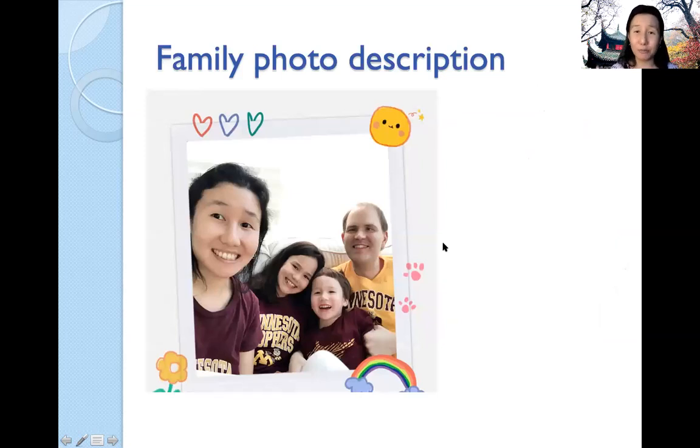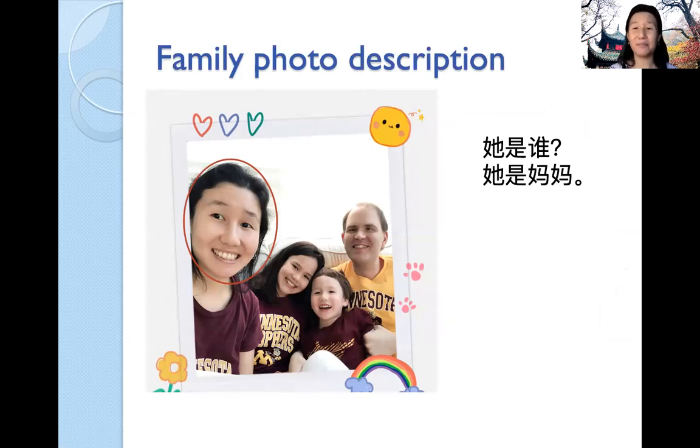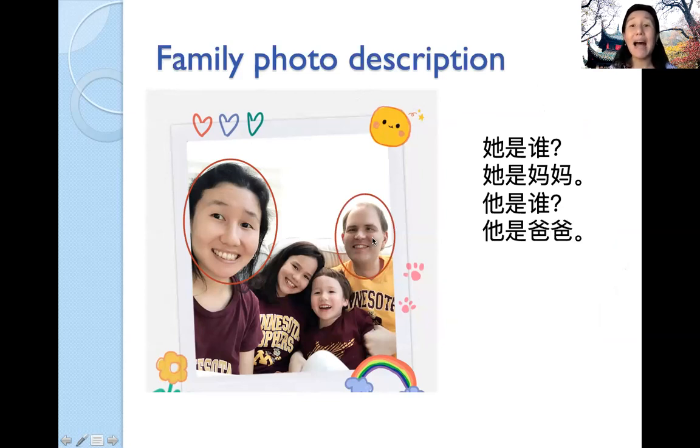Finally, I'd like to show you my family picture. And you can see, 这是谁? 这是我, 我是张老师. I'd like to ask you these questions. 她是谁? I hope you figure out. She's mom. 她是妈妈. Second question. 她是谁? 他是爸爸. Note that both she and he sound the same.